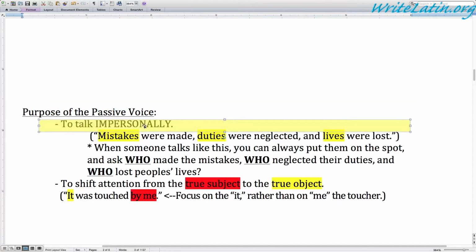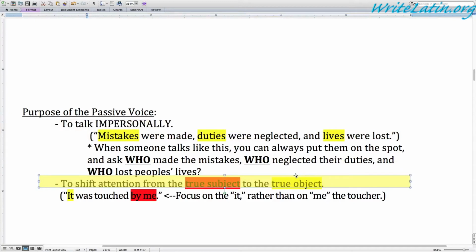So using passive voice enables people to talk impersonally, to not attribute agency, causality, or guilt, and thus to distance themselves from what happened. It's a very good professional practice to use passive voice. Not in your writing usually, but just in your talking.